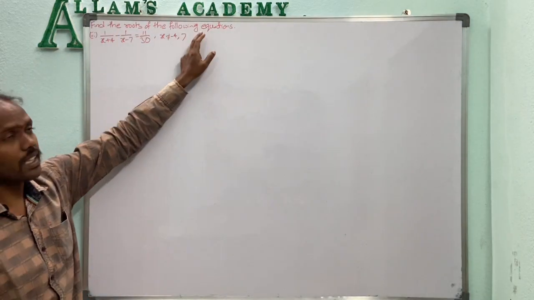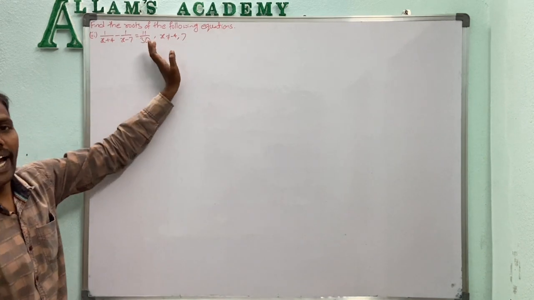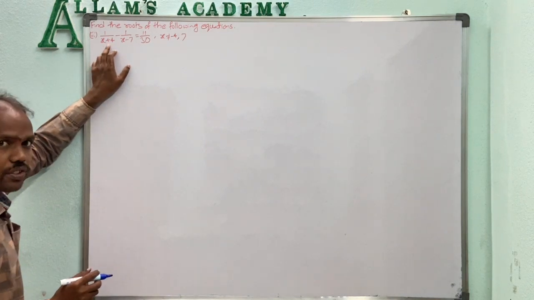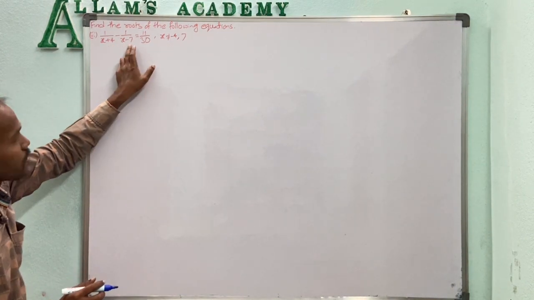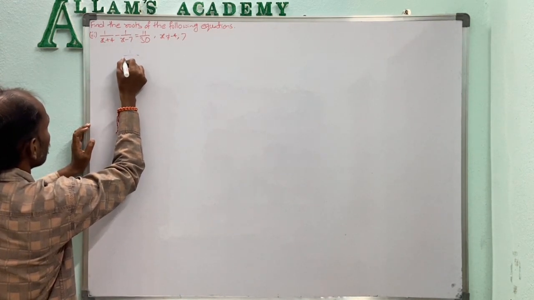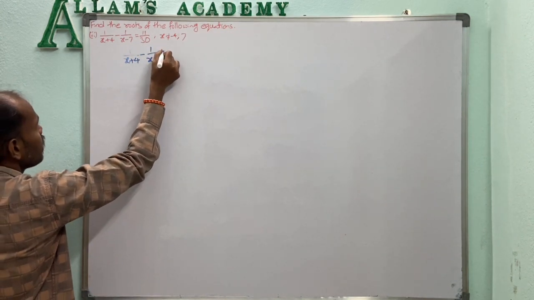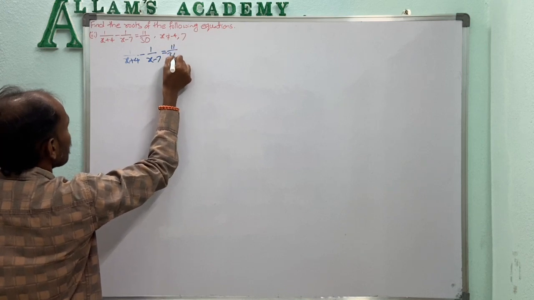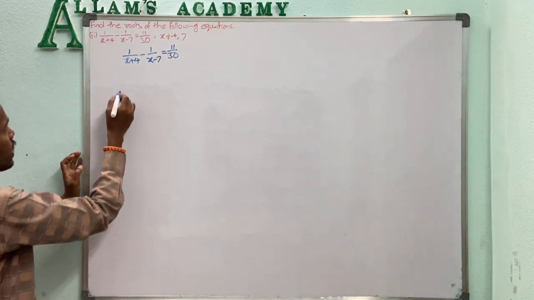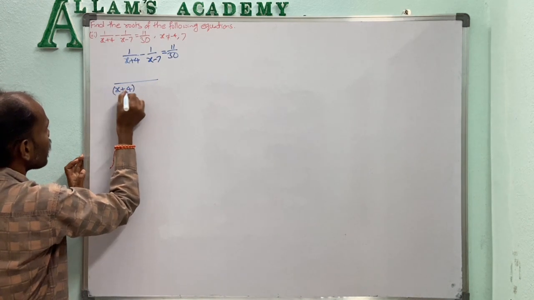Given, find the roots of the equation, that is 1 by x plus 4 minus 1 by x minus 7 equal to 11 by 30, and x values are not minus 4 and 7. So if minus 4 is substituted, then it is undefined. If plus 7 is substituted, then also it is undefined. Now here the given equation is 1 by x plus 4 minus 1 by x minus 7 equal to 11 by 30. Now if we take the LCM of these denominators, that is nothing but x plus 4 into x minus 7.